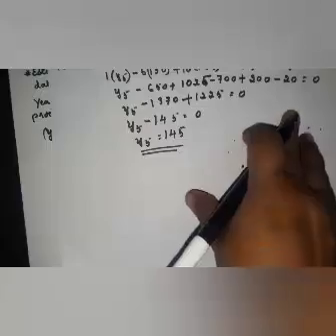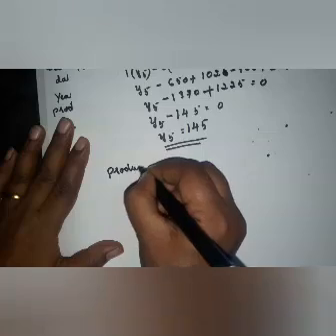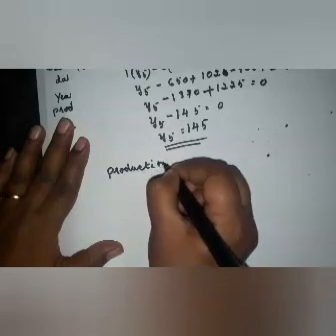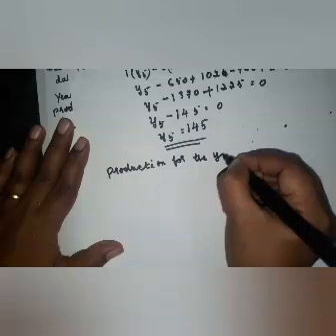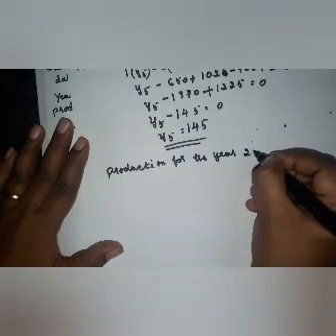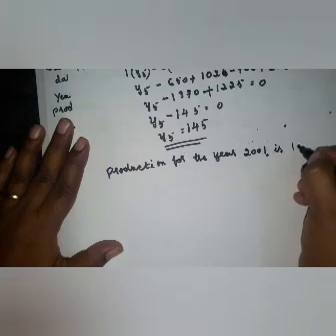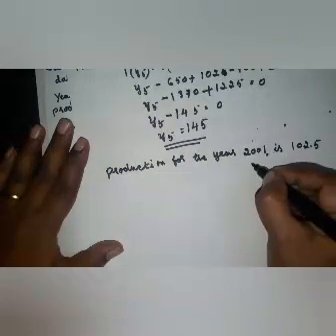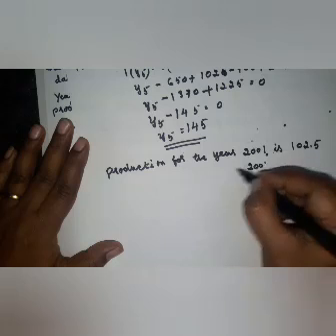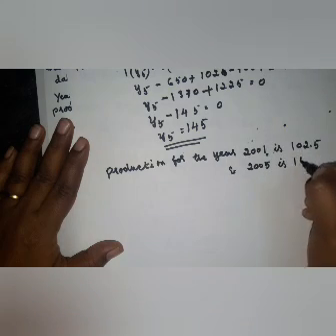So write that below: the production for the year 2001 is 102.5 and for 2005 is 145.